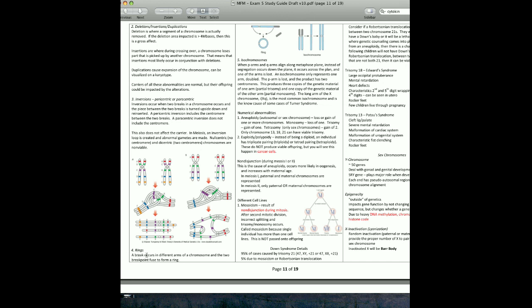Rings can also occur. Ring is whenever you have a single chromosome that breaks and then reattaches to itself, it forms a ring. And then you have isochromes, where you have improperly divided chromosomes that actually the P and Q arms are divided instead of down the spindle. And then you get partial trisomy and partial monosomy.